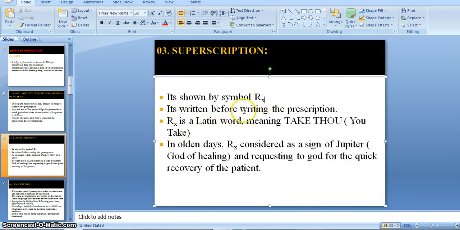Actually RX is a Latin word. The meaning of RX in Latin is take thou, but the English meaning is you take, right? Then in olden days, RX was considered a sign of Jupiter, the god who heals patients, and that's why it is mentioned as god of healing. So the doctor requests the god for the quick recovery of the patient, praying that the particular patient coming for treatment will quickly recover, right?